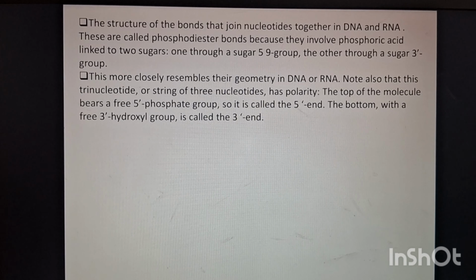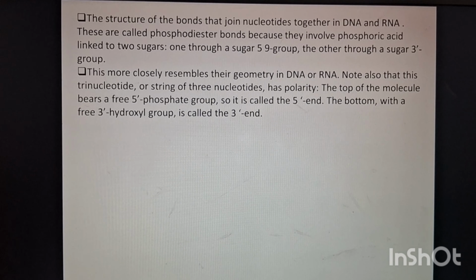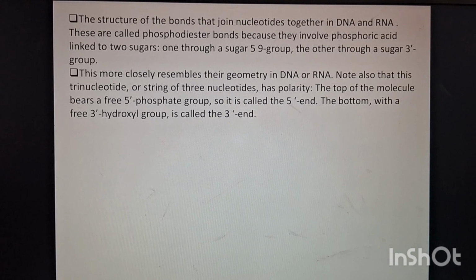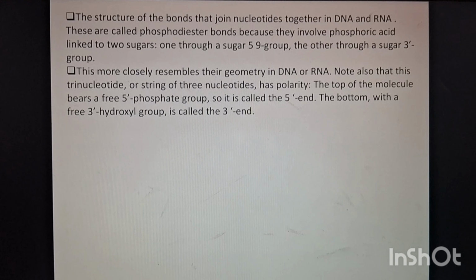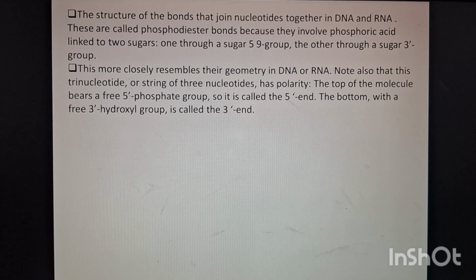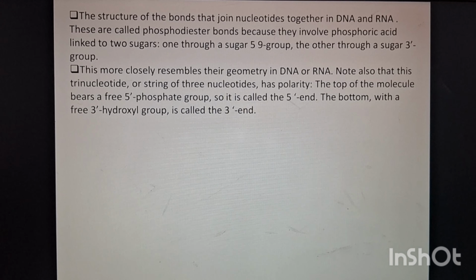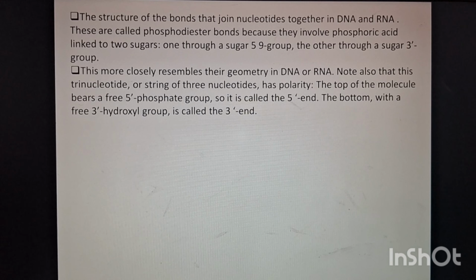This more closely resembles their geometry in DNA or RNA. Note also that this trinucleotide, or string of 3 nucleotides, has polarity. The top of the molecule bears a free 5' phosphate group, so it is called the 5' end. The bottom, with the free 3' hydroxyl group, is called the 3' end.